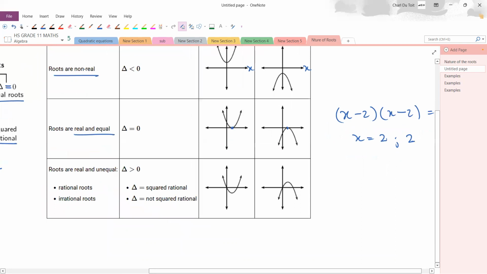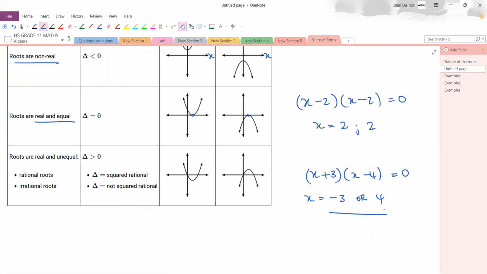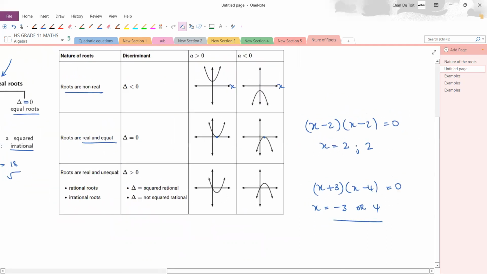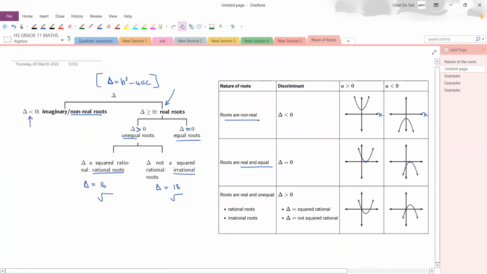And obviously, if they're not equal, then they still intercept the x-axis, but they have different values, like x plus 3 times x minus 4 is 0. So your x-intercepts are -3 and 4. You still have x-intercepts. In other words, they are real, they exist, but they are not equal. And rational and irrational, I can't show you on a little drawing how it looks. So it's just plugging into that formula, and then they can make it slightly harder. And then we're going to do a spin-off of that.